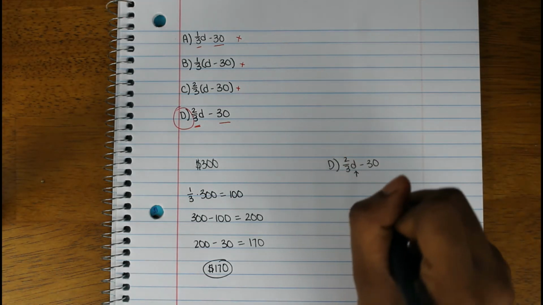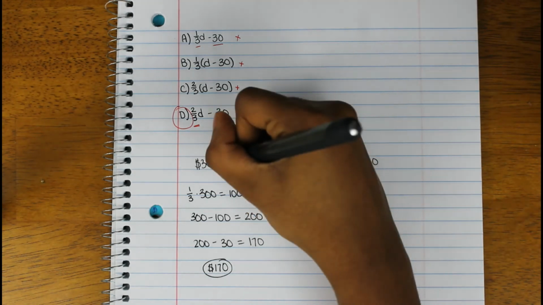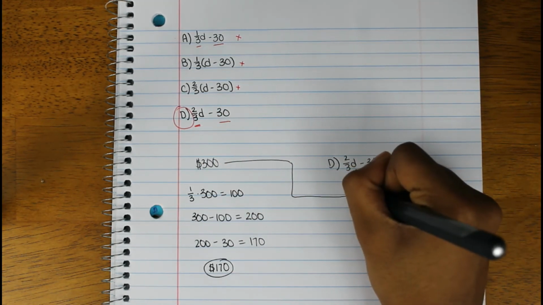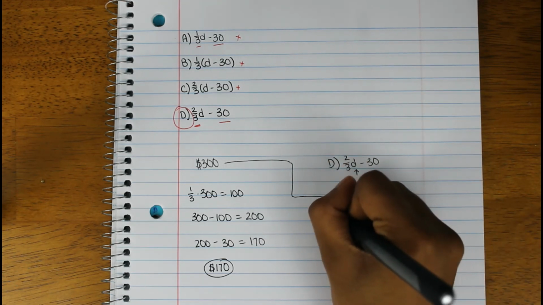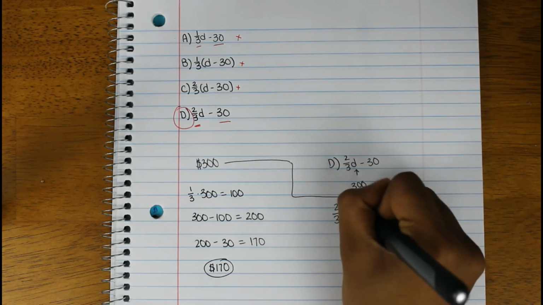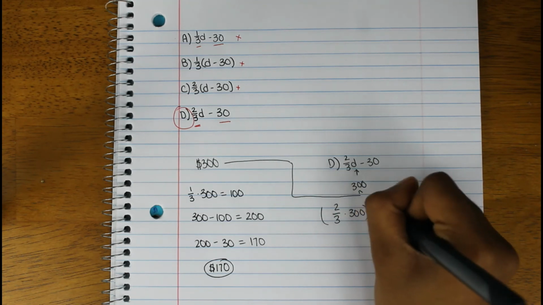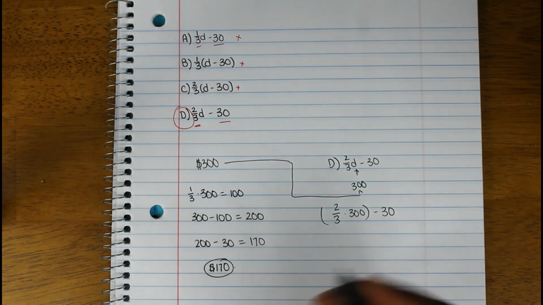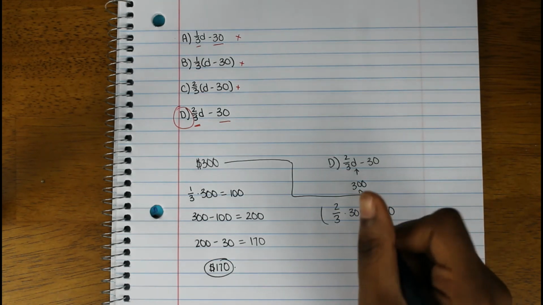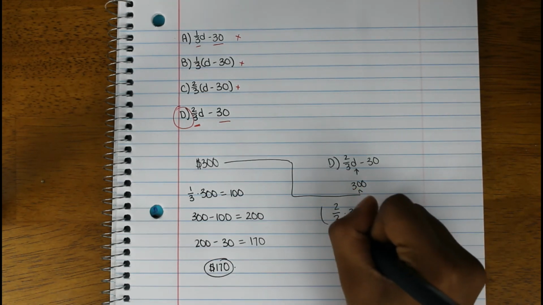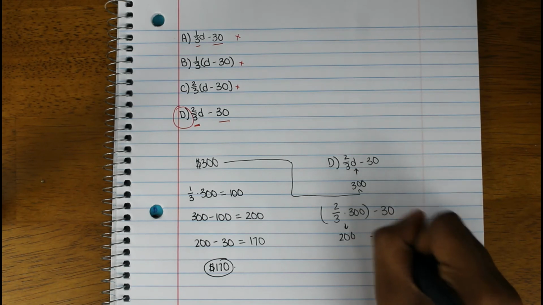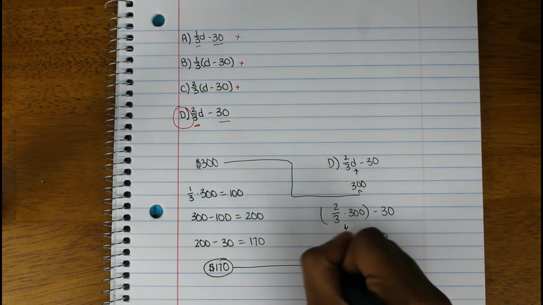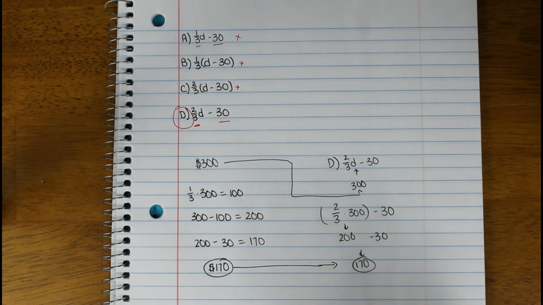D is the cash advance, and we know that we're going to be using 300. 2/3 of 300 minus 30 is what we have to solve for. If this equation is correct, we should be getting 170. 2/3 of 300 is 200, and subtracting the 30, we get 170. This answer matches up with the one that we got back here, so we know that D is the right answer.